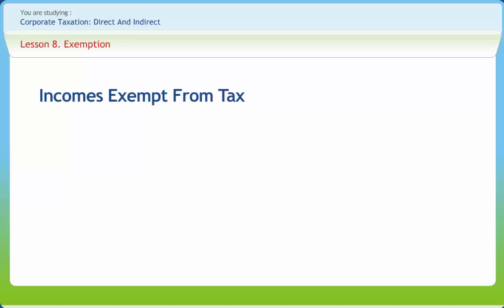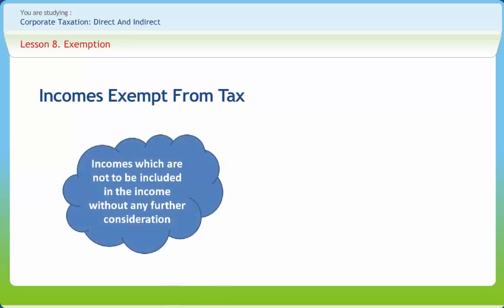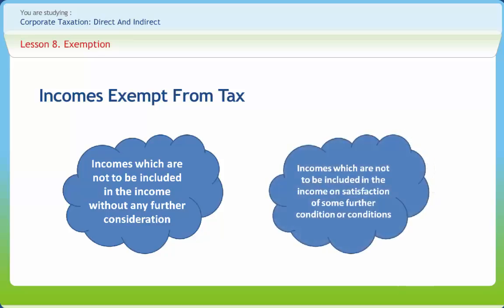It can be studied under two heads: incomes which are not to be included in the income without any further consideration, and incomes which are not to be included in the income on satisfaction of some further condition or conditions. The incomes enumerated below are exempt from tax. They are agricultural income, Section 10, Part 1. This income has to be considered for determining the rate of tax applicable to the other income.